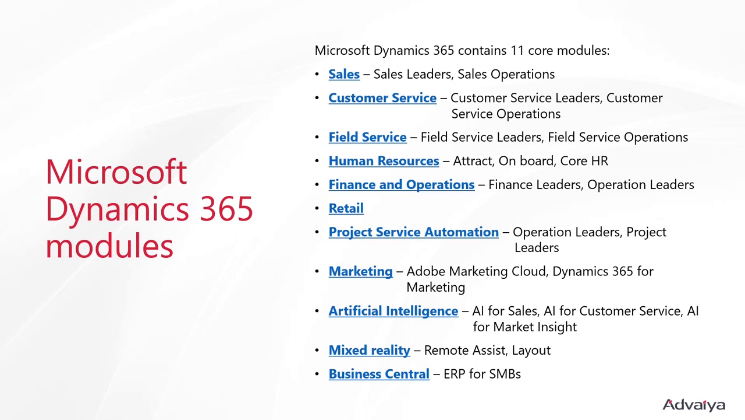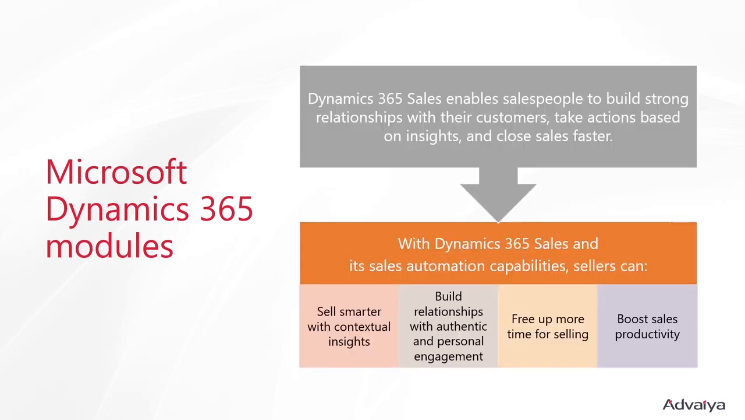Microsoft Dynamics 365 has 11 core modules named as Sales, Customer Services, Field Services, Human Resources, Finance, Supply Chain Management, Commerce, Project Service Automation, Marketing, Artificial Intelligence, and Mixed Reality. These modules have different applications based on their requirements. From past few months, I leverage myself on Dynamics 365 sales module. So let's begin with that.